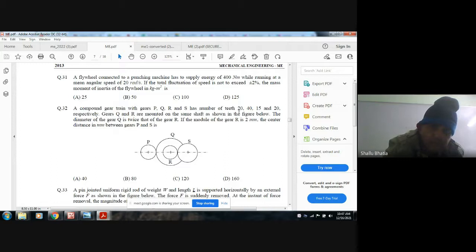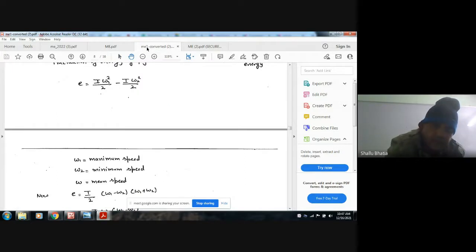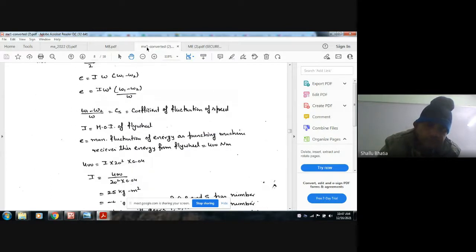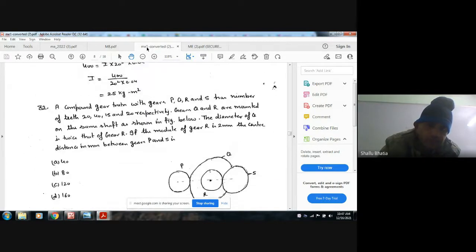So here for P the number of teeth is 20, for Q it is 40, for R it is 15, and for S it is 20. The options are A 40, B 80, C 120, D 160. Okay, so this is the figure.